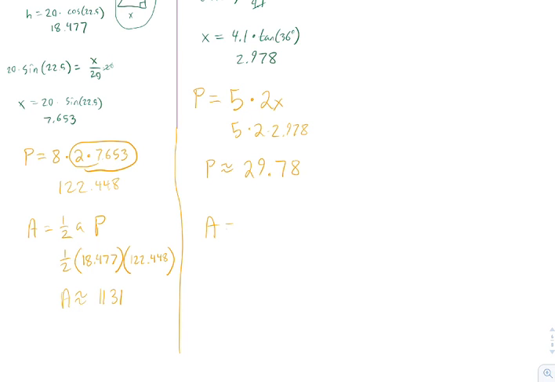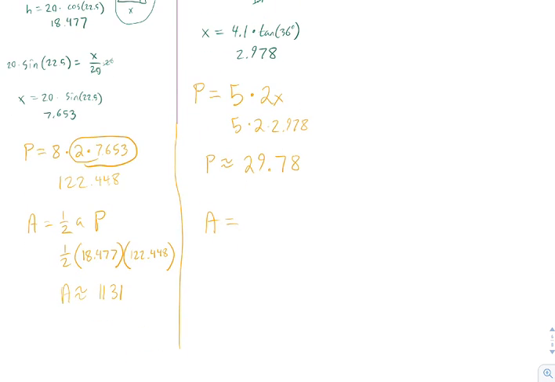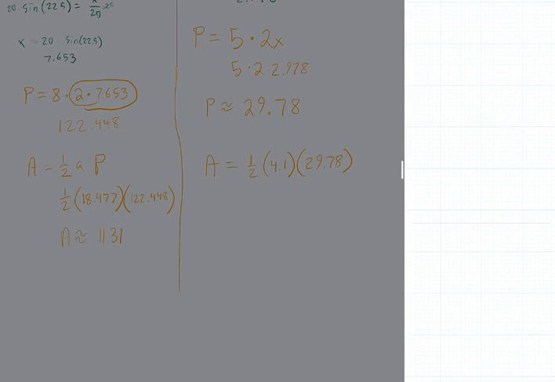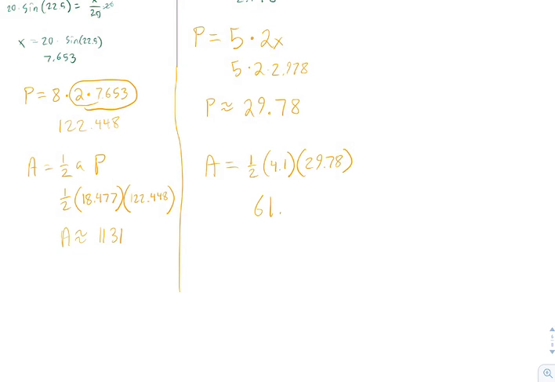And now the area, which we already had started up above, 1/2 times the apothem times, and now we've got the perimeter, 29.78. We get that is 1/2 times 4.1 times 29.78 is 61.049. Let's round that off to a nice whole 61. Okay. And again, we got the perimeter up here.